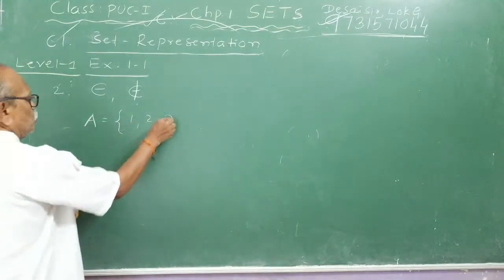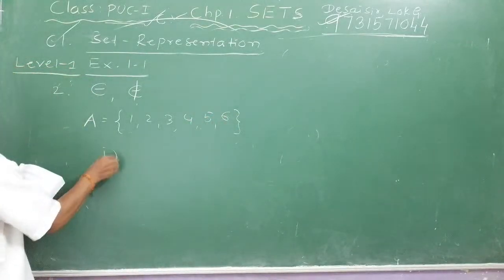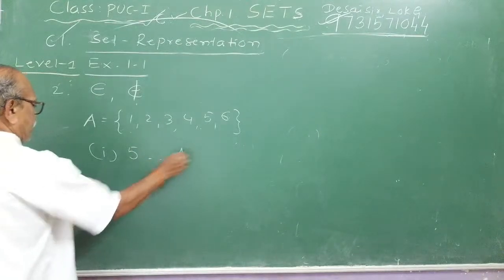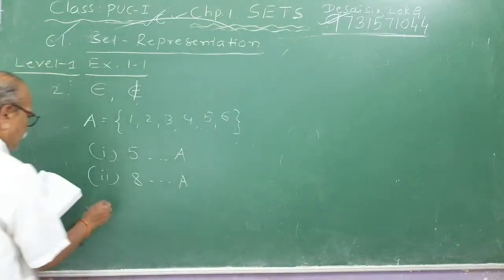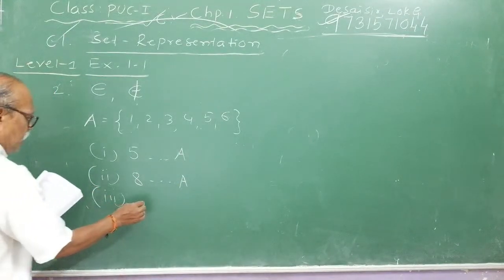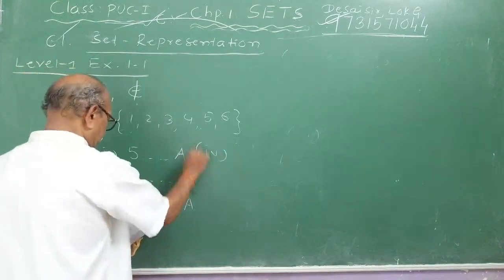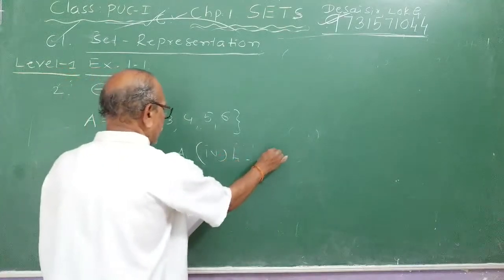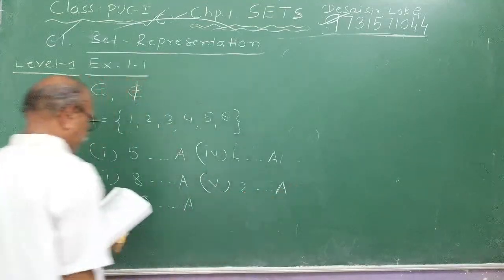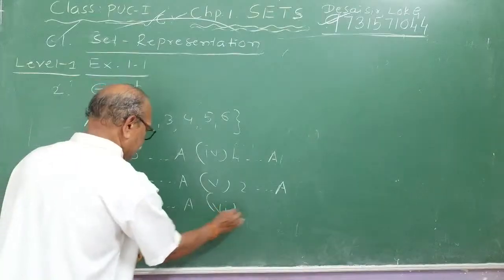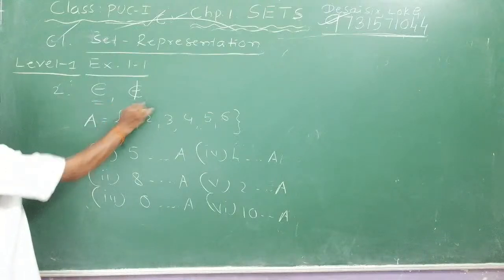That is 1, 2, 3, 4, 5, 6. They have given to put the symbol 5-A. Second one. 8-A. Third question. Very simple to test your ability to use 0-A. And the fourth one is 4-A. And the fifth one is 2-A. And the sixth one is 10-A. Now you put belongs to, does not belongs to symbol.